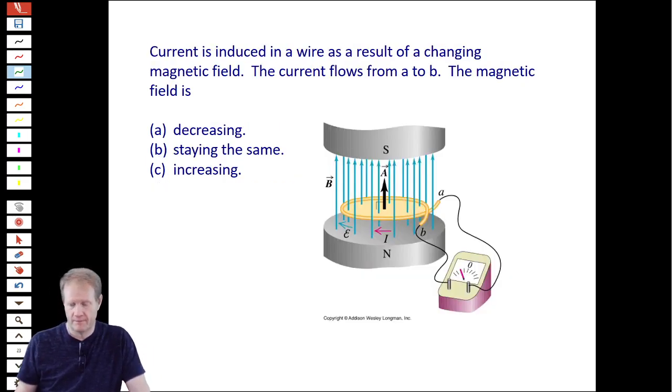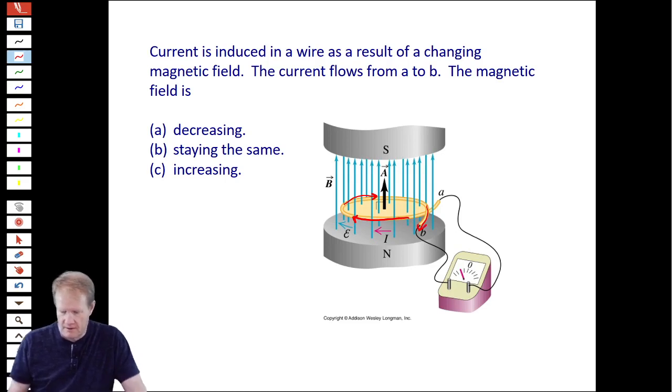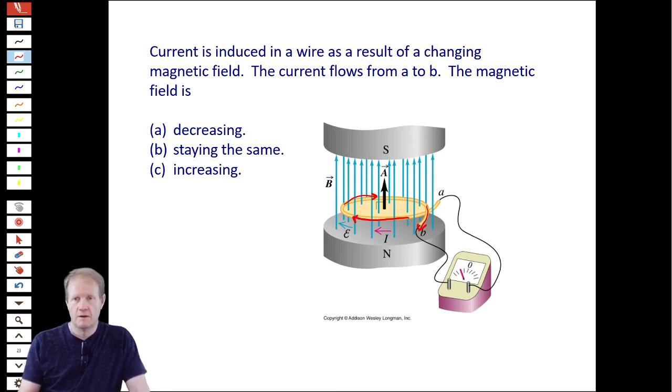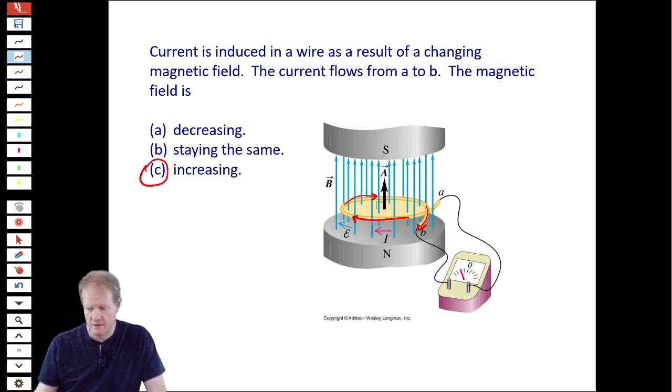All right, current is induced in a wire as a result of changing the magnetic field. Okay, so maybe that's an electromagnet there, we're turning it on and off. And so we have some current in the wire. Looks like this current that's induced is shown there. So we have the current going around this way, around like that, and out. And so we wonder if the magnetic field is decreasing in time, staying the same, or increasing. And the answer is C, increasing.